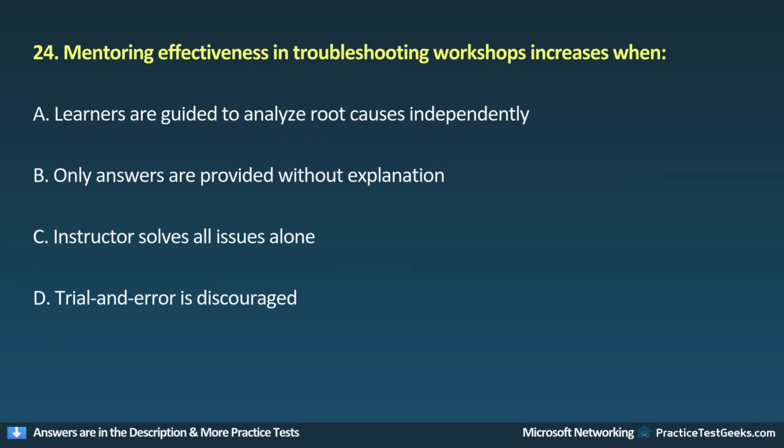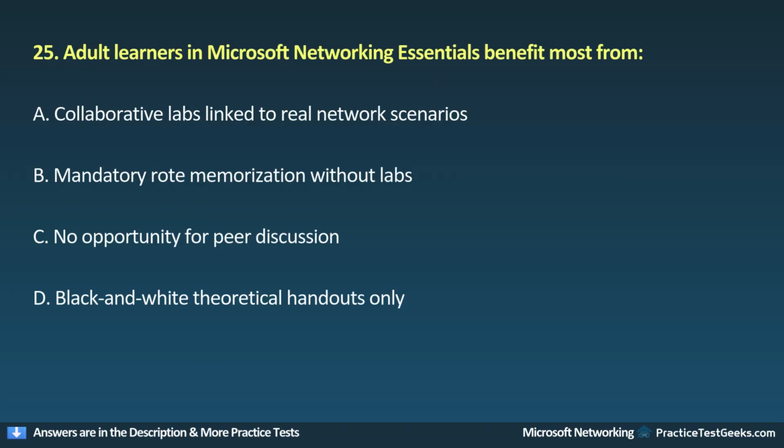24. Mentoring effectiveness in troubleshooting workshops increases when A. Learners are guided to analyze root causes independently. B. Only answers are provided without explanation. C. Instructor solves all issues alone. D. Trial and error is discouraged.